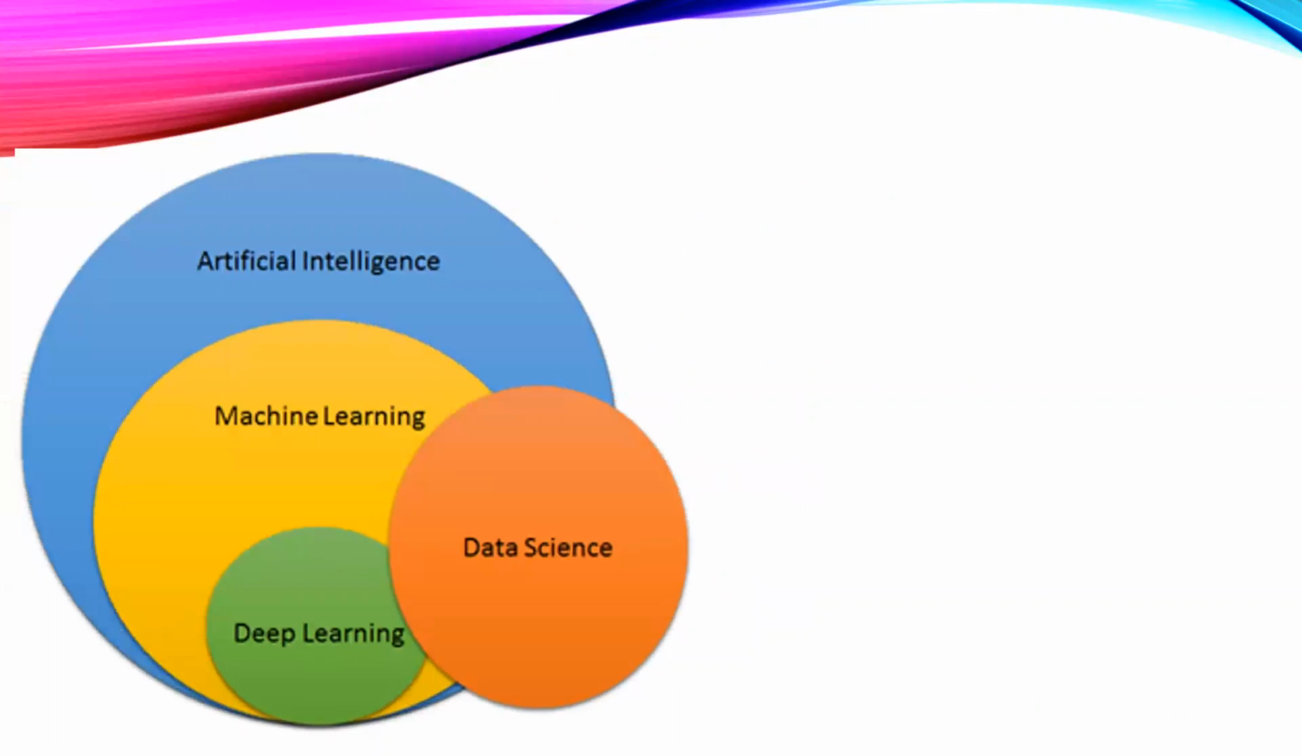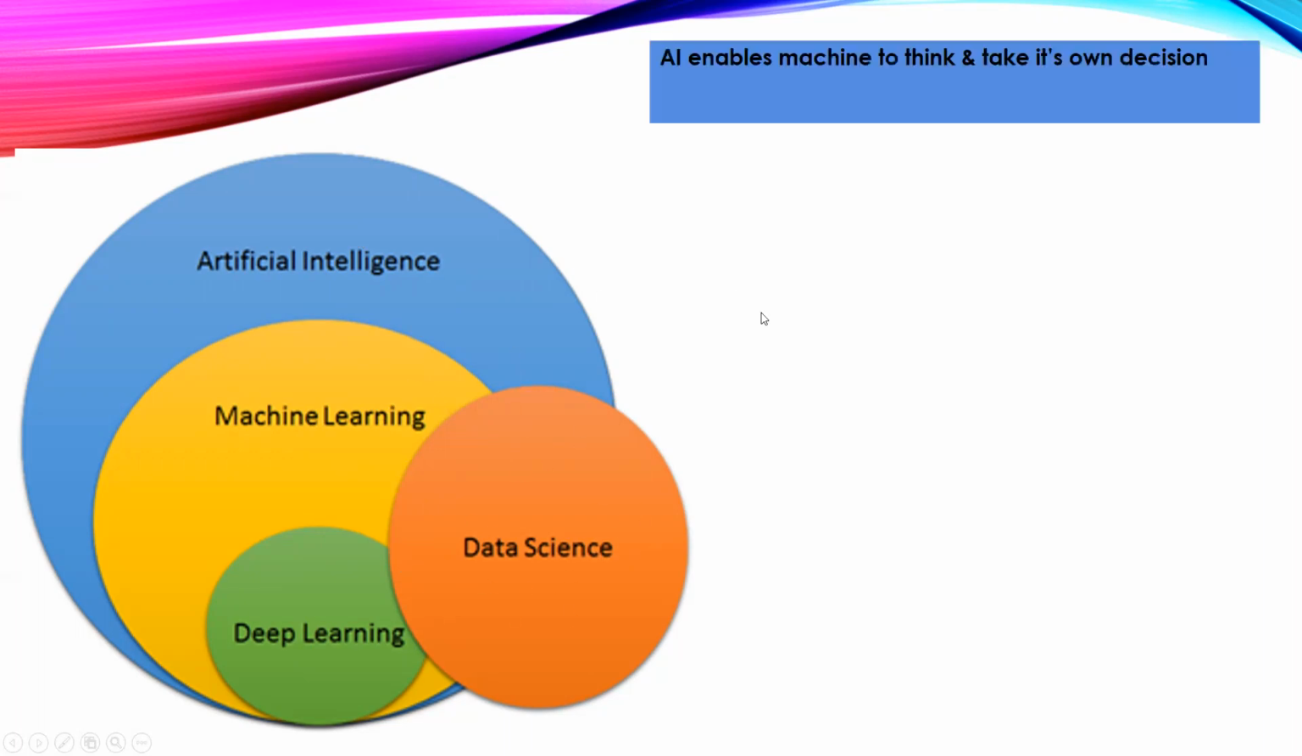I'm putting up a Venn diagram where artificial intelligence is on the top. You see machine learning is a subset of artificial intelligence, and deep learning is another subset of machine learning, and data science crosses over these multiple techniques. Artificial intelligence enables a machine to think and take its own decisions without human interaction, right? That's what artificial intelligence is on a machine.